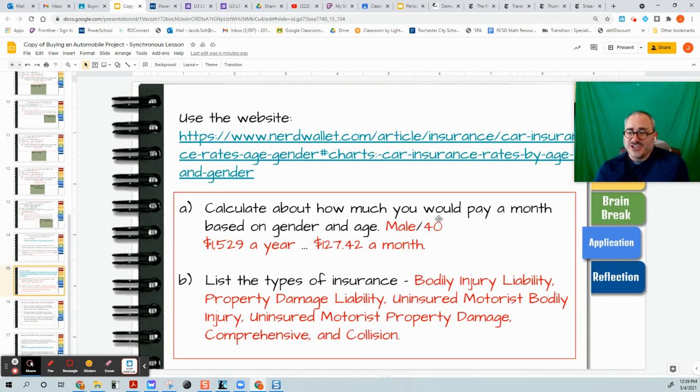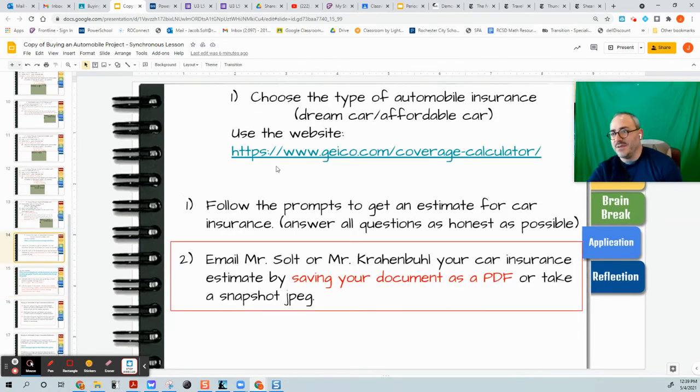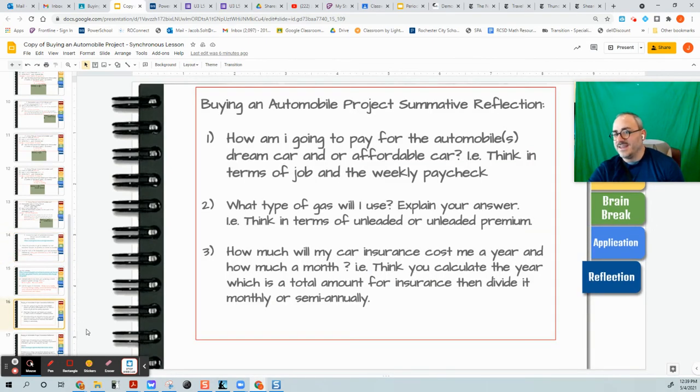Then you'll calculate how much you'll pay per month. This one over here is kind of a yearly quote. You're looking for a yearly quote over here. Over here, we're looking for how much will you pay monthly. And we want you to list the kinds of insurance that you selected. You'll use these links, NerdWallet for this slide, and maybe Geico for this slide. All right, that's that. And then here is slide 7.